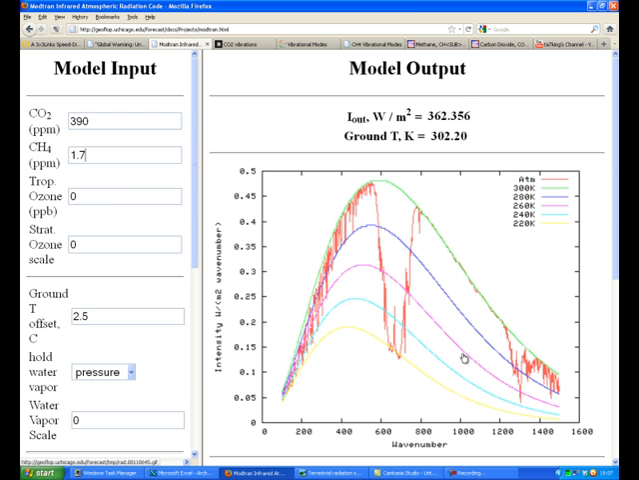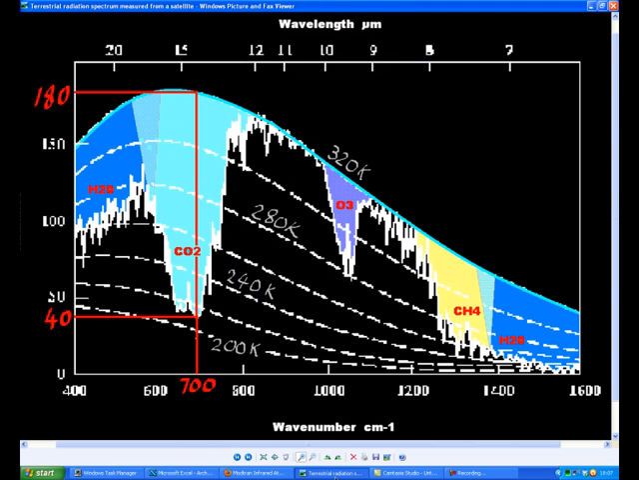Let's go back to the satellite observation. Yes, here's the satellite observation, and we can see just here, which is exactly the same place as in the model, that the methane, which is colored yellow here, is stopping radiation leaving planet Earth.